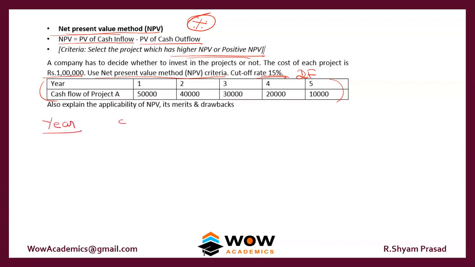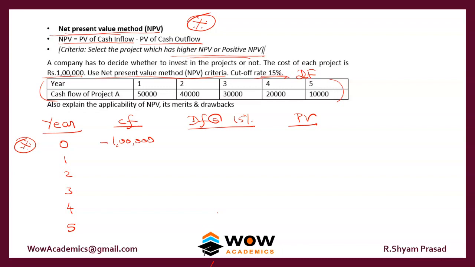So here: cash flow, discount factor at 15%, and present value. So here the important thing is always consider the 0th year. The 0th year is the first number that has to come. Then you take as many years as the problem gives you. Now we will take the cash flow. For the 0th year, we have 1 lakh, but this 1 lakh is the purchase of machinery. So it has to be minus 1 lakh. Okay, it's a cash outflow. From there on, everything is a positive number because they are cash inflows.